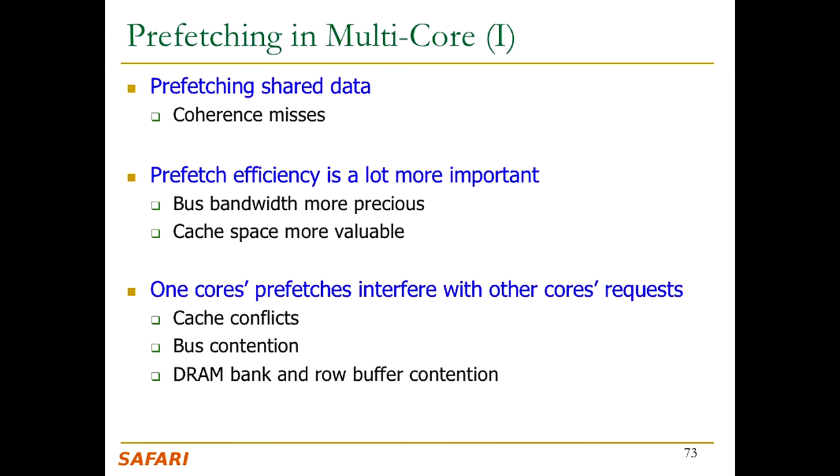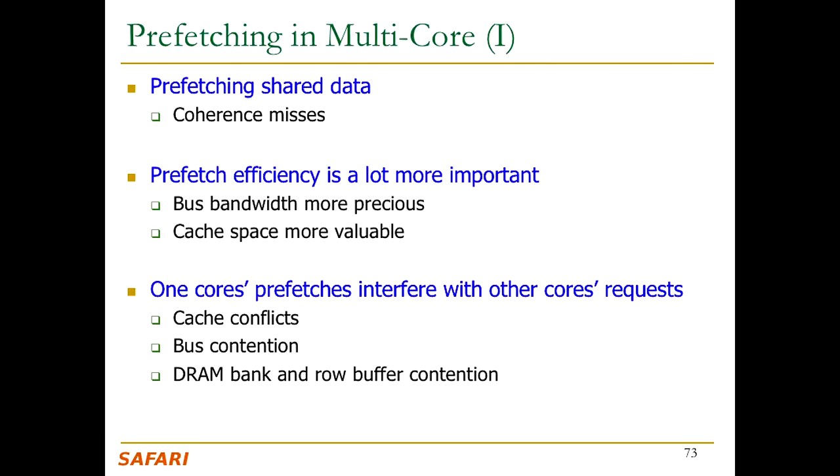Not so easy. Prefetch efficiency becomes a lot more important, clearly, in multi-core. Bus bandwidth is more precious. Cache space is more valuable. We've seen this in caching as well. And you put another source of interference. One core's prefetches can interfere with other cores' requests. One core's prefetches can also interfere with that core's demand requests in the memory system. You get more conflicts in the cache, more contention in the bus, DRAM bank, and row buffer. If you're not doing prefetching carefully, then you're wreaking a lot of havoc in the entire system, for both your own demand requests as well as some other programs' requests, prefetch or demand.